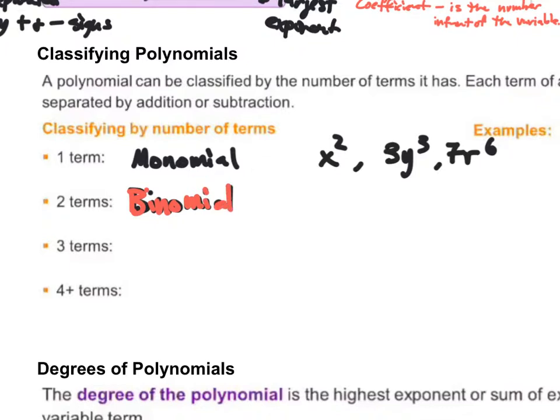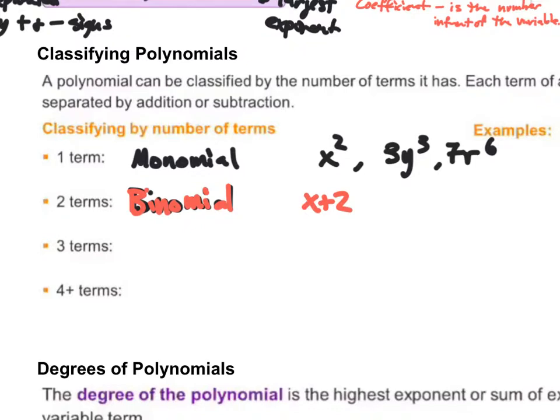An example of that would be like x plus 2. That's a binomial because I have two terms. A monomial just has one term. You can multiply things within those terms, but a binomial just has two terms.